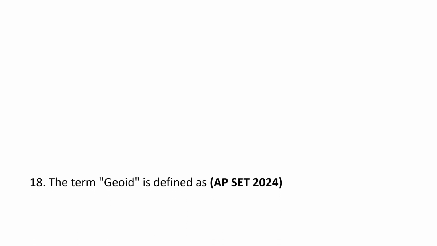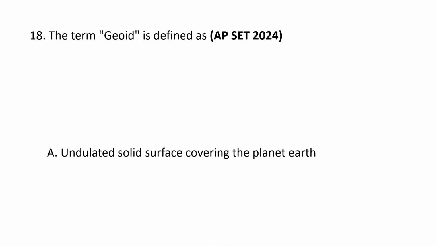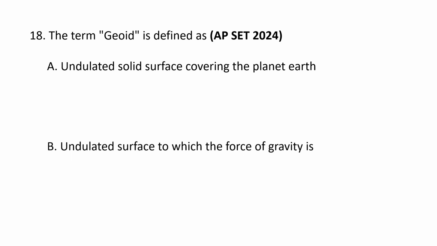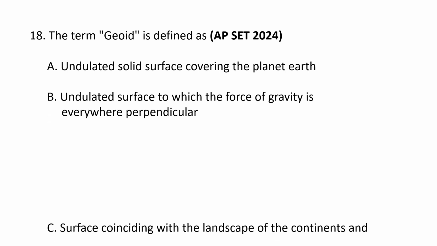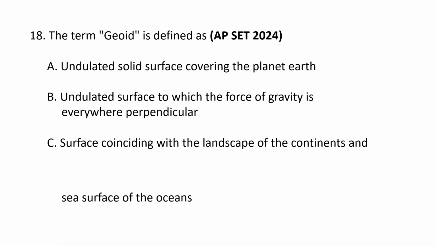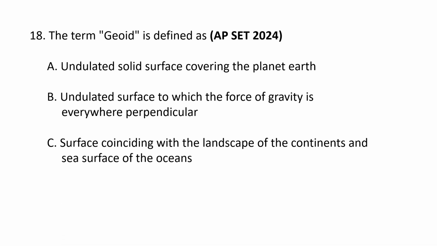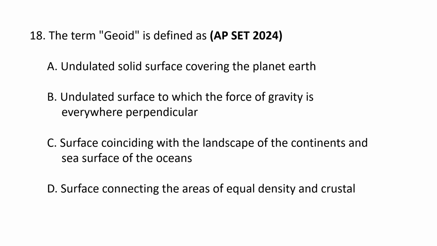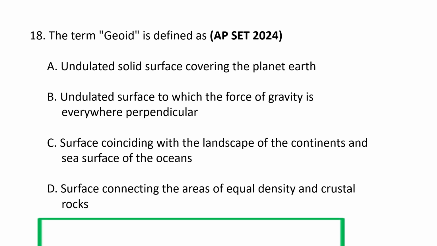Next question. The term geoid is defined as A. Undulated solid surface covering the planet Earth. B. Undulated surface to which the force of gravity is everywhere perpendicular. And C. Surface coinciding with the landscape of the continents and sea surface of the oceans. And D. Surface connecting the areas of equal density and crustal rocks.